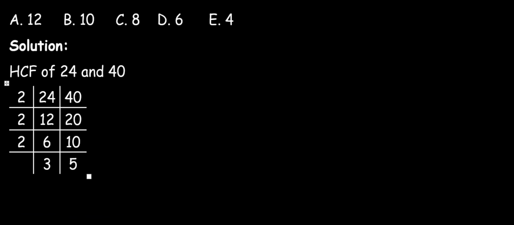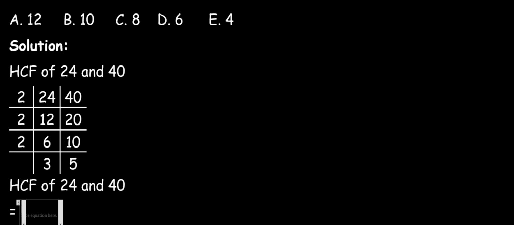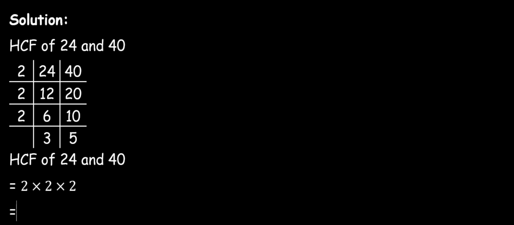We can't proceed any further because for the remaining two values, we don't have a common number that can divide both of them without remainder. So the HCF of 24 and 40 is equal to 2 times 2 times 2, which is equal to 8. Another example.